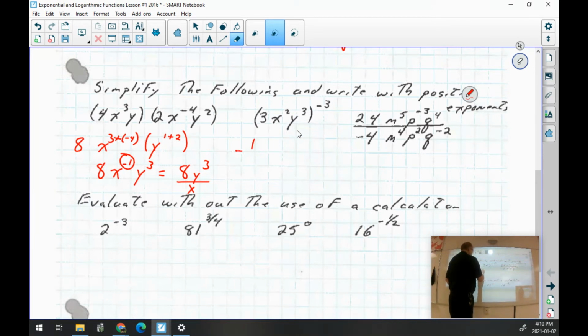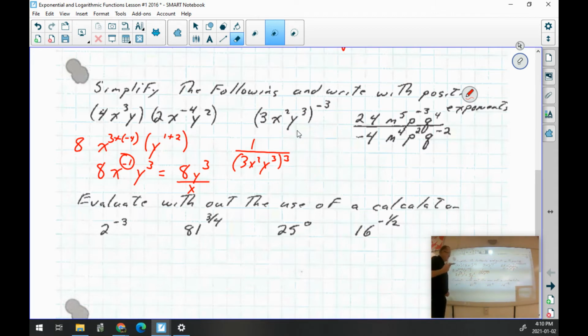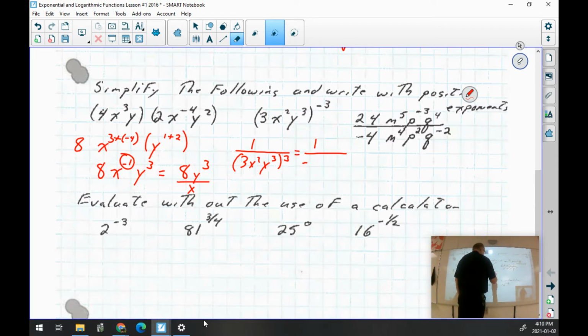It's going to be 1 over what's inside the brackets, all raised to the power of 3. And then I'm going to apply that cube to everything inside that bracket. We have 3 cubed is 27, x cubed is x to the 6, y cubed is y to the 9. Again, there are a couple different ways of working through that, but that's generally one of them.